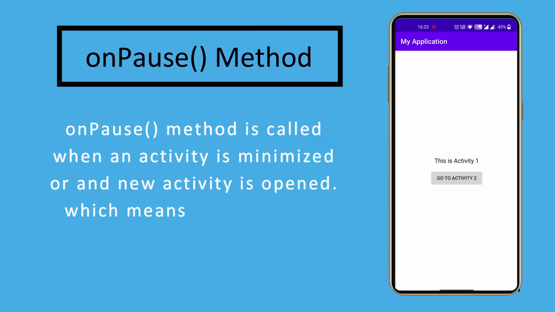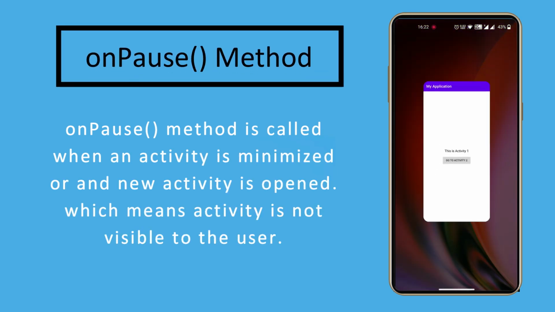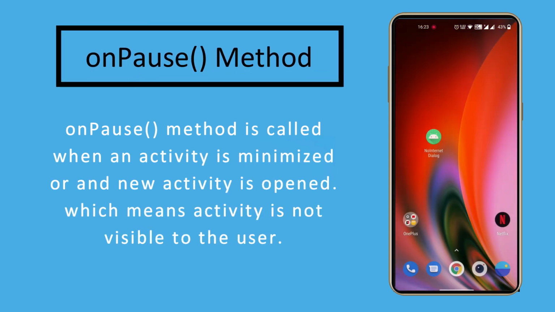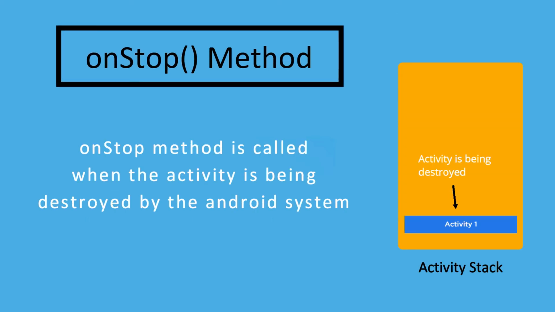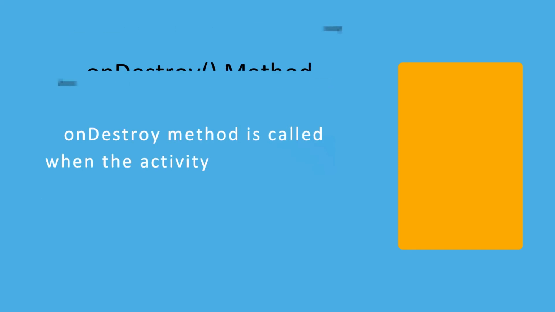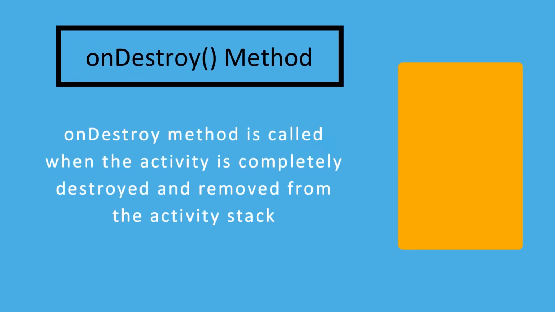The onPause method is called when an activity is minimized or a new activity is opened, which means the activity is not visible to the user. The onStop method is called when the activity is being destroyed by the Android system. The onDestroy method is called when the activity is completely destroyed and removed from the activity stack.